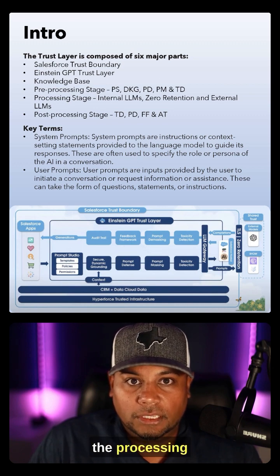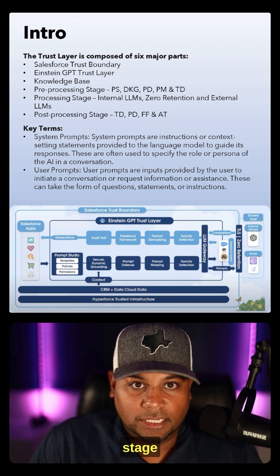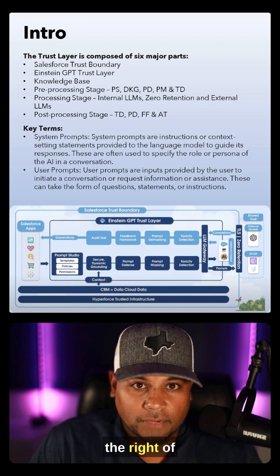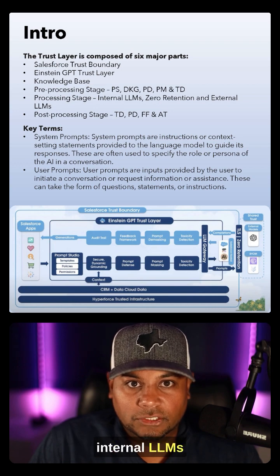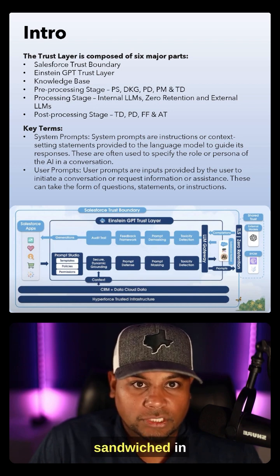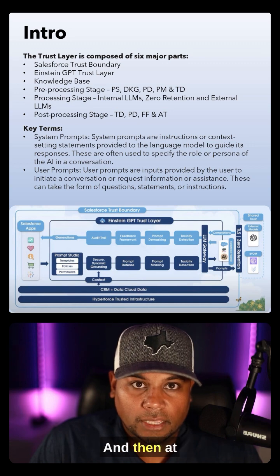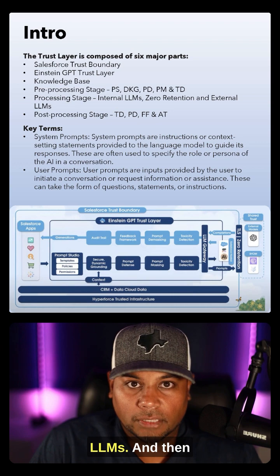Then you'll see the processing stage that's to the right of the LLM gateway, and in there you'll see the internal LLMs that are sort of sandwiched in between the two dark blue bars. Then you'll see something called zero retention, and then at the very far right you'll see the external LLMs.